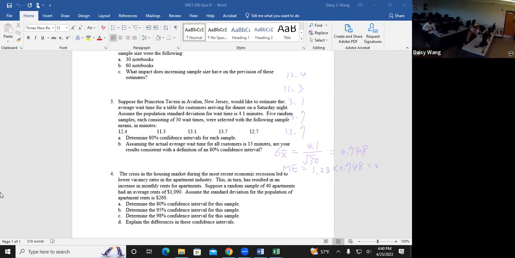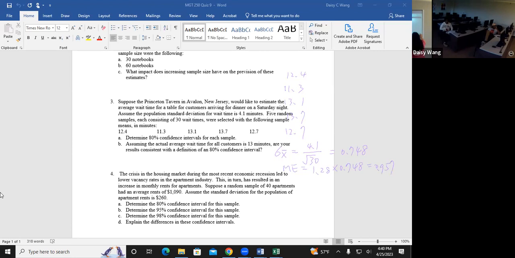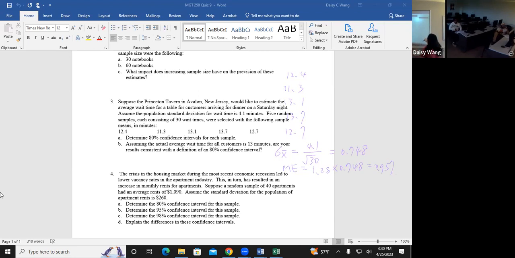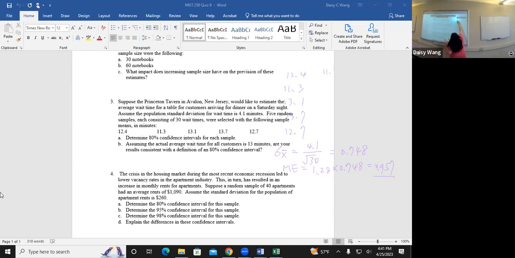So it will be 0.957. So we need to plus minus this for all 5 samples. Okay. So 12.4 plus minus 0.957 will be 11.42.